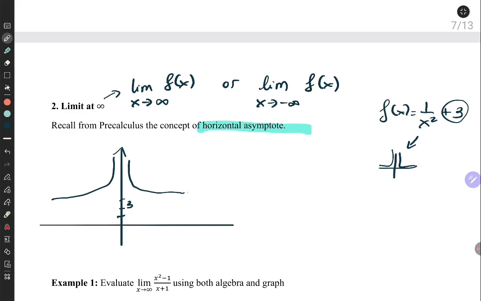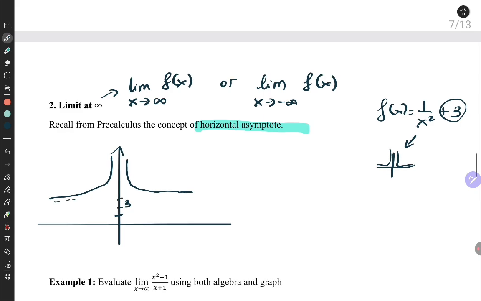And when we shift it up 3 units like that, we create a horizontal asymptote. That is a horizontal asymptote, y equals 3, right there. Okay. Then, what would be the question in here? The question in here is the limit when x approaches positive infinity, and when x approaches negative infinity. That means x is right here. This is your x-axis.